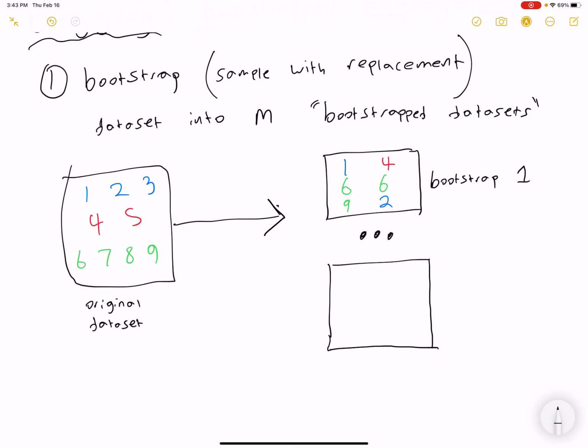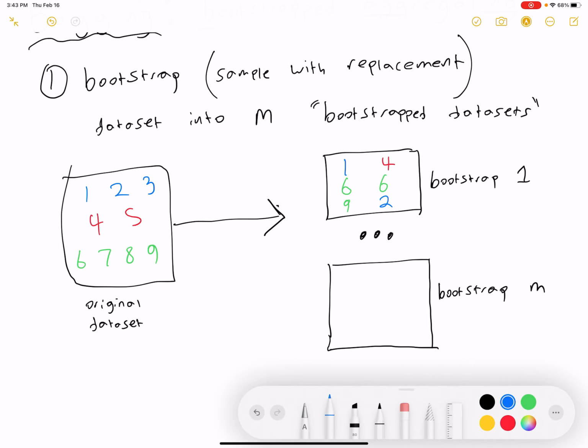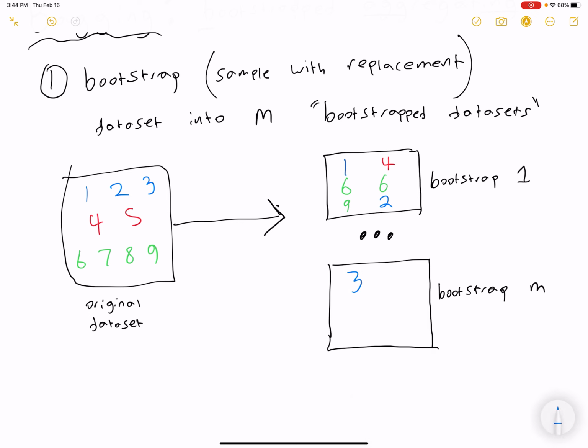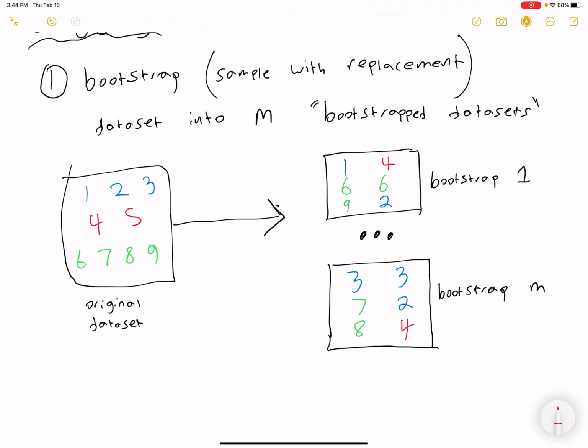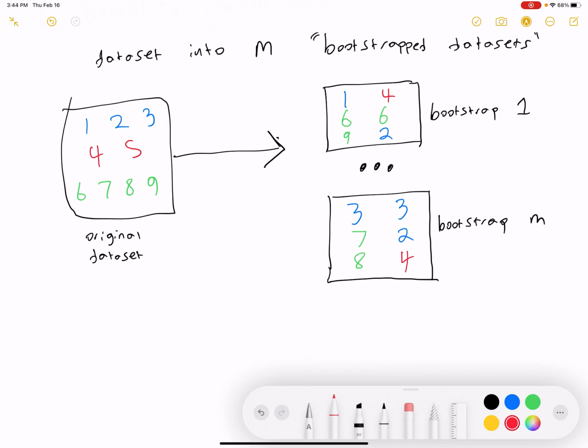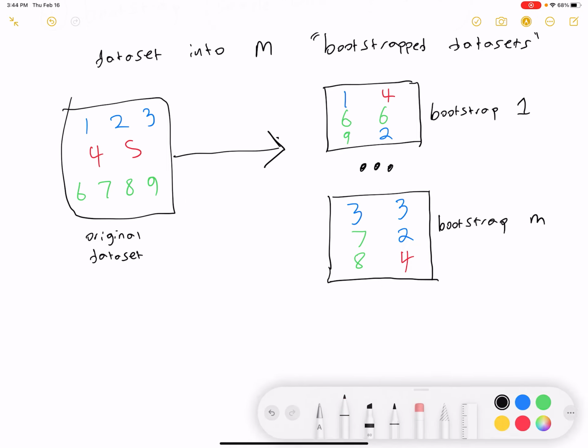Probably at this point you already see where this is going, but let's just do this whole example. One more time, we choose a random data point that might happen to be 3. Choose another random data point that might happen to be 3, then 2, then 7, then 8, then 4. So you've built a bunch of bootstrapped independent data sets from your original data set. So you've created several versions of your data set.